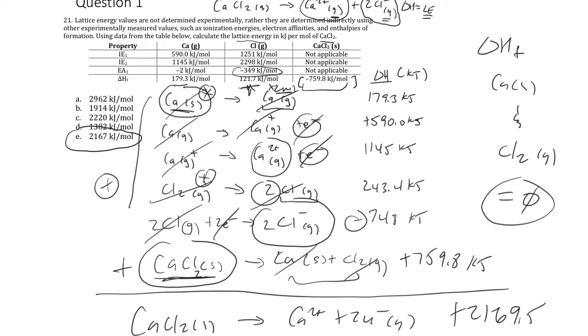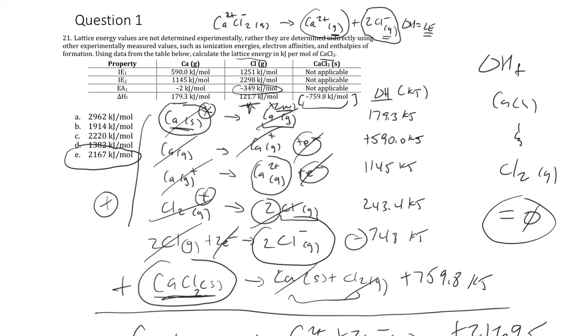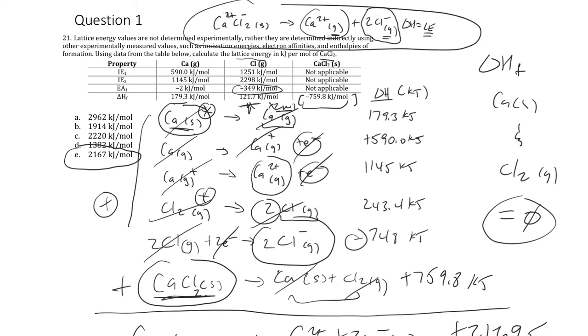So this is how we take a series of values that are experimentally determined to solve for our desired lattice energy. So it's just a big, gory Hess's law problem.